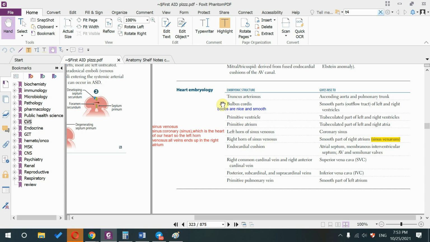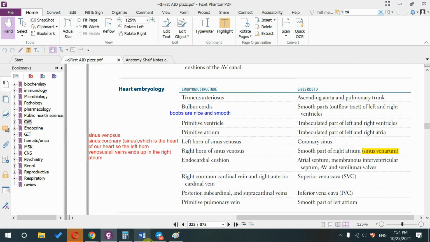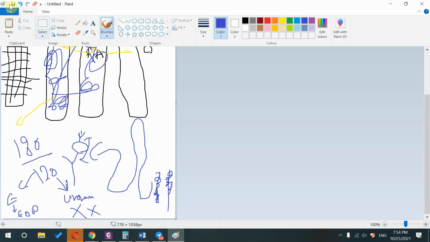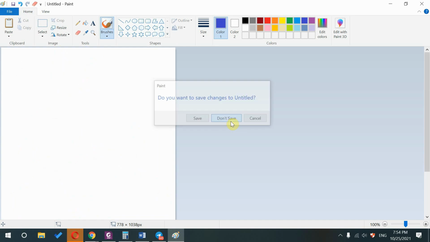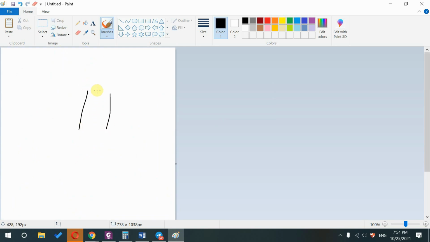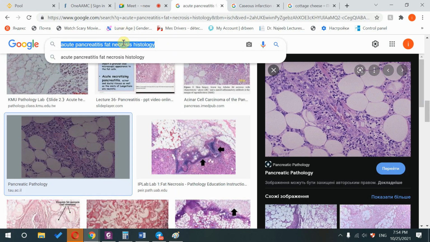So, heart embryology. The truncus arteriosus, do you remember this one, guys? It was the big trunk that comes from both your left and right ventricle, and it gave origin to both the pulmonary trunk and the aorta after creation of a septum. So if this septum is not created in the middle, what will you have? Persistent truncus arteriosus.